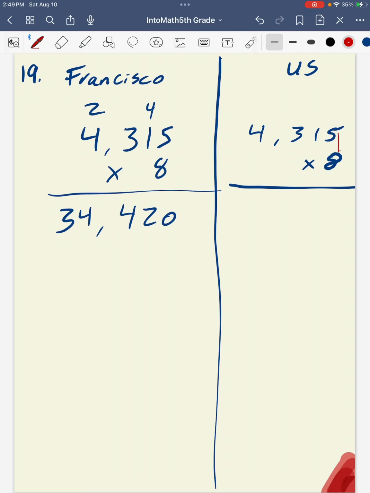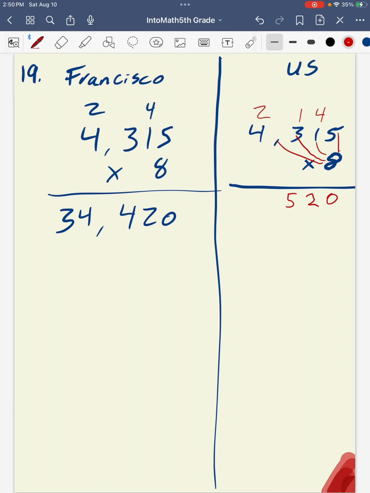We start by multiplying our ones. 8 times 5 gives us a product of 40. We put the 0 down in the ones place and carry our 4 into our tens place. We multiply 8 times 1, which gives us a product of 8. Then we add on the additional 4 tens, which gives us 12. We carry the 1 over to our 3's. Then we multiply 8 times 300. 8 times 300 is 2,400 plus an additional 1 for 25. And then we carry our 2 over to our thousands place.